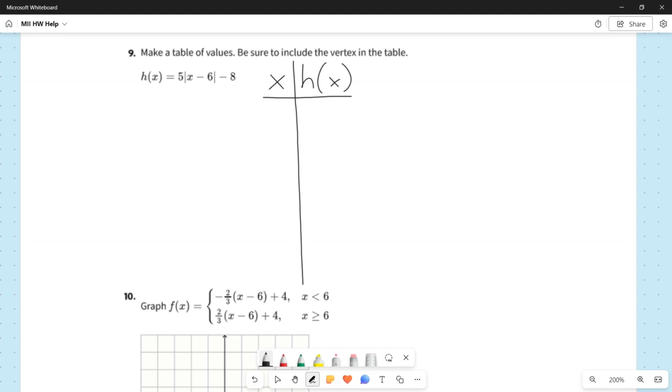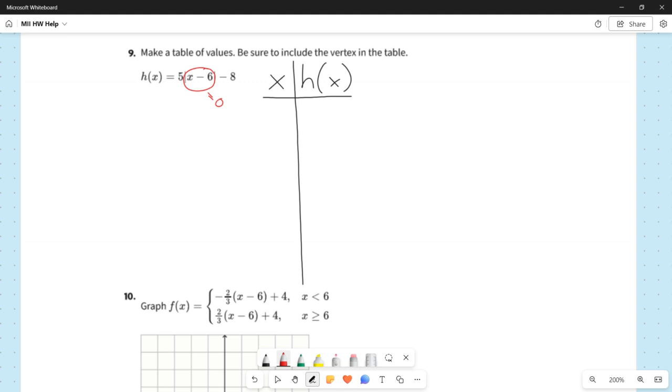So we need to figure out, all right, where is the vertex? And the vertex of an absolute value function occurs when the absolute value piece equals 0. So again, with an absolute value function, in order to figure out what x value gives you your vertex, what is the x coordinate of the vertex? The x coordinate is whatever makes your absolute value piece equal to 0.